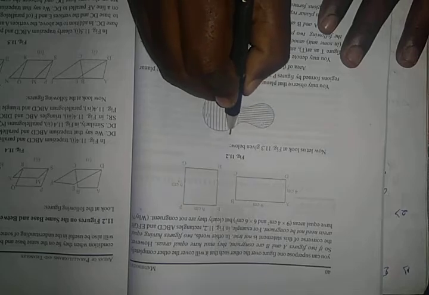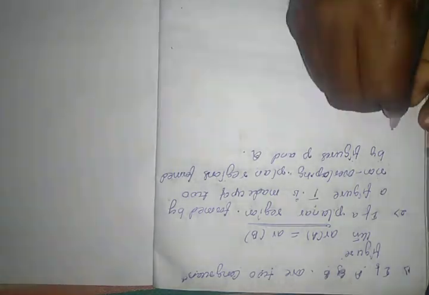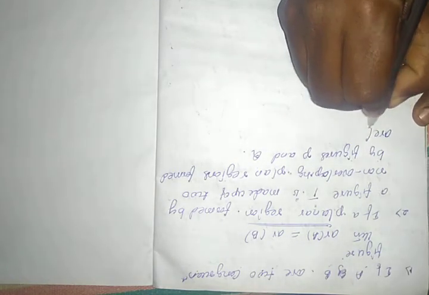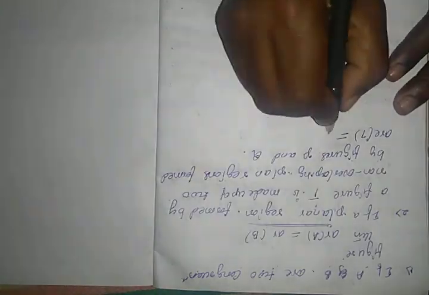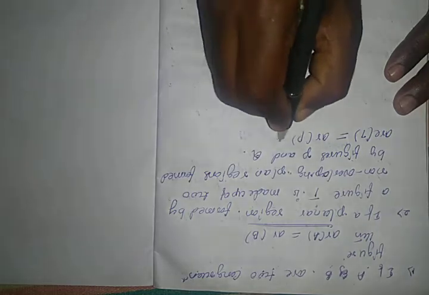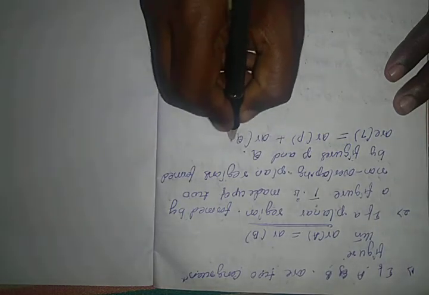This is the area of T, the total area. See, T is the total area. Area of T is equal to the sum of the area of P plus the area of Q. Area of P plus area of Q. So this is a very important second condition. Area of T is equal to area of P plus area of Q.